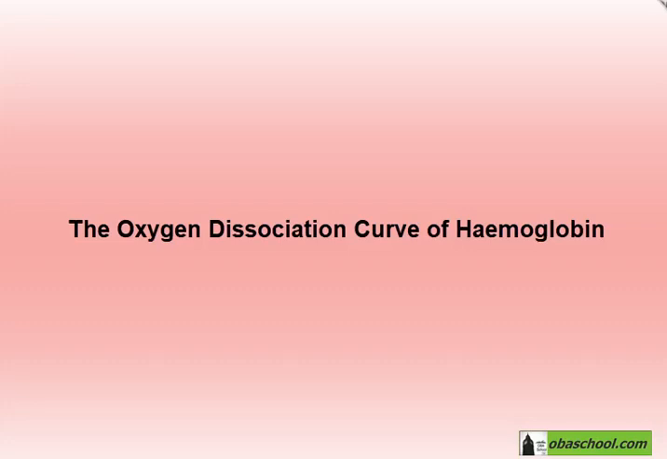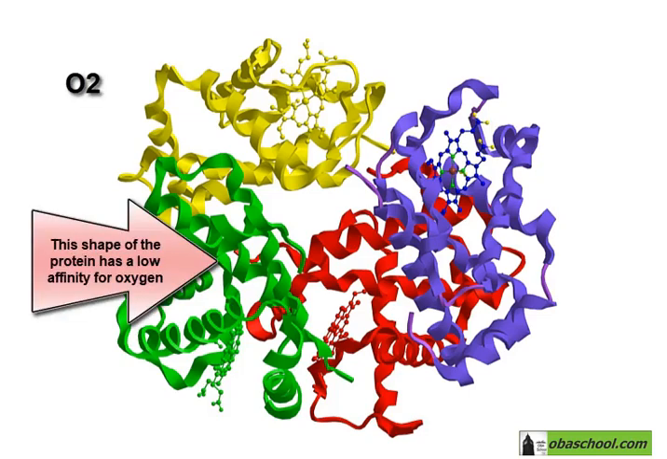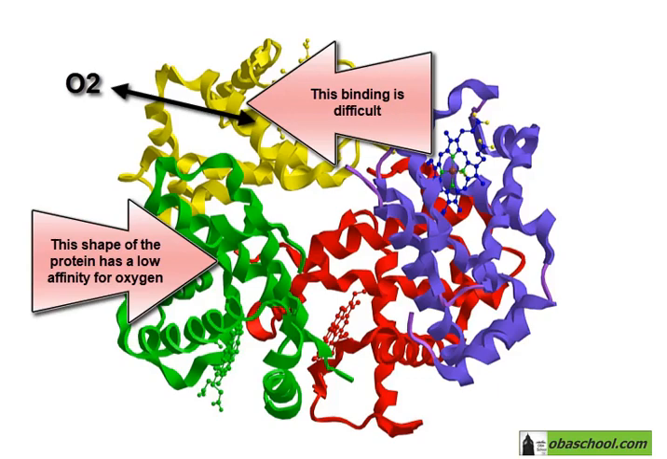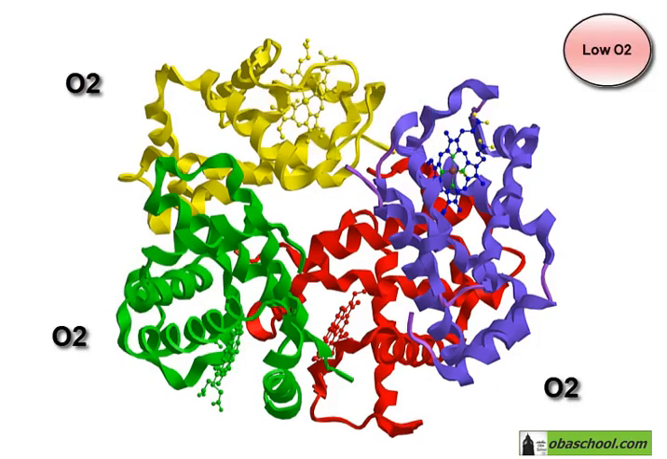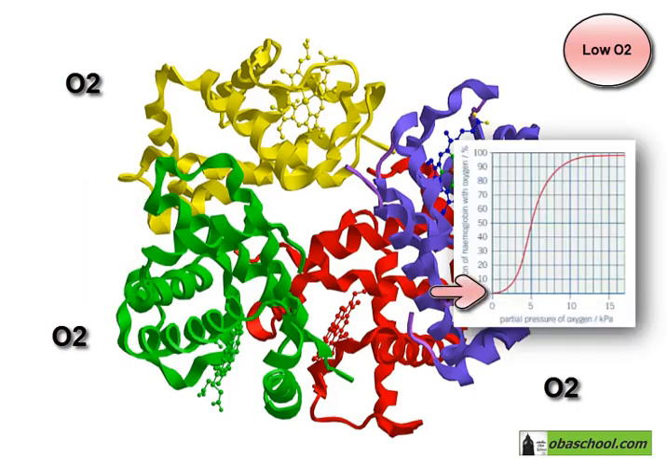We are going to go into the details of the oxygen dissociation curve of hemoglobin. When hemoglobin is about to bind to the first oxygen molecule, it has a shape whereby this binding to the oxygen molecule is difficult. It has a more closed structure. So at low oxygen concentrations, this will not work most of the time. Not a lot of oxygen will bind. And this is why the curve is usually low initially.